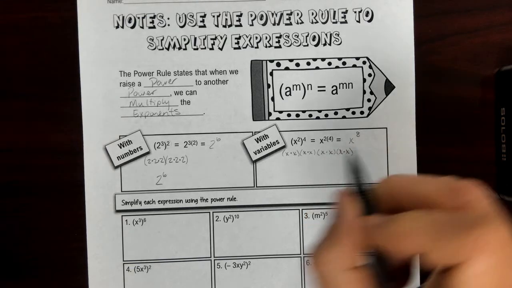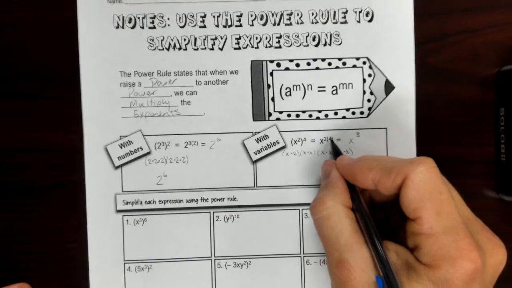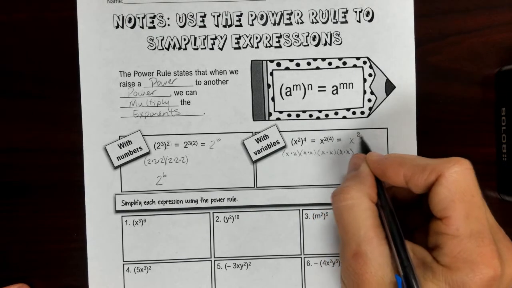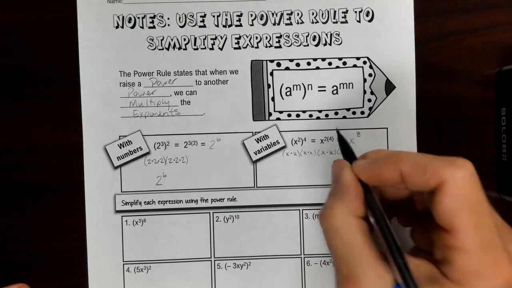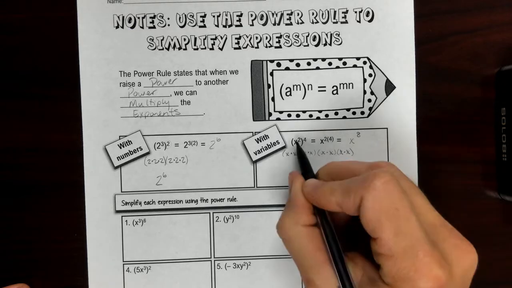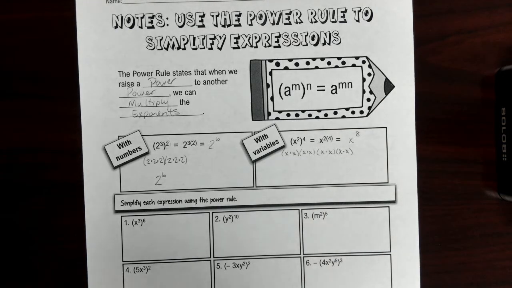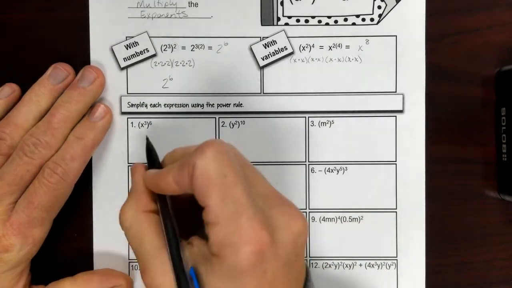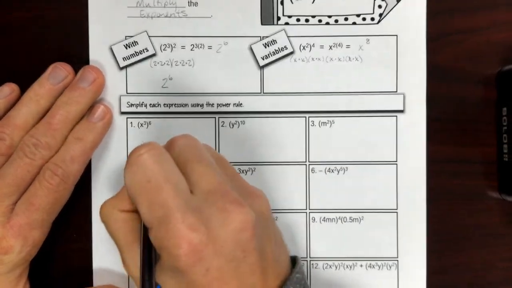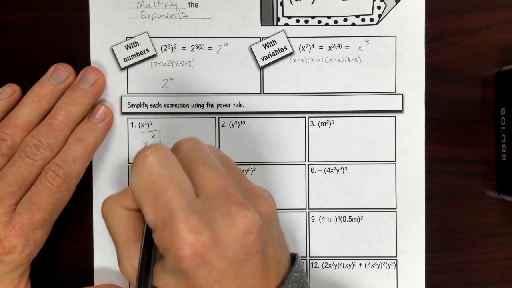Again, 4 plus 2. 4 plus 2 is 6. That's not what I got. I got x to the 8th. Because I have a power, and that's raised to a power. 2 raised to the 2nd power, I'm going to multiply my exponents. Power raised to a power, I multiply my exponents. Let's look at some examples. Number 1, x to the 3rd raised to the 6th. 3 times 6 is x to the 18th.